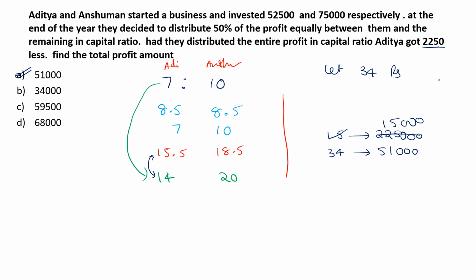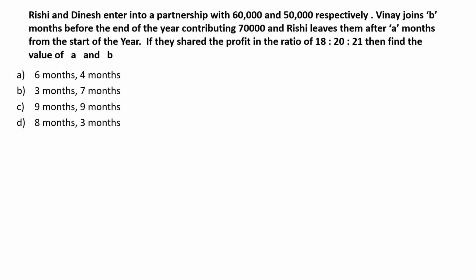Okay, let's move to the next question. Rishi and Dinesh enter into a partnership with 60,000 and 50,000 respectively. Vinay joins B months before the end of the year, contributing 70,000, and Rishi leaves after A months from the start of the business. If they share the profit in the ratio of 18:20:21, then find the value of A and B.